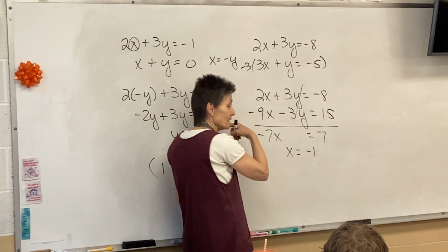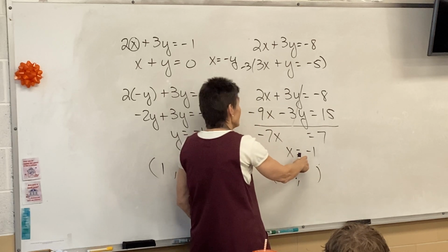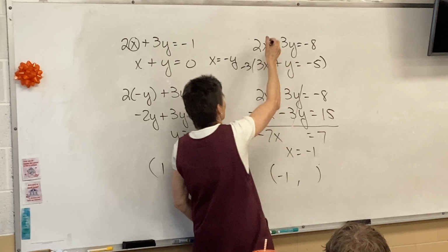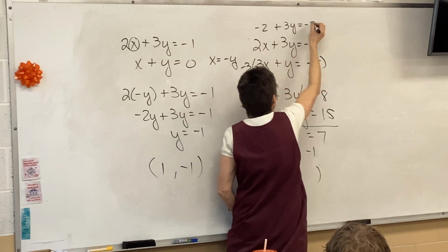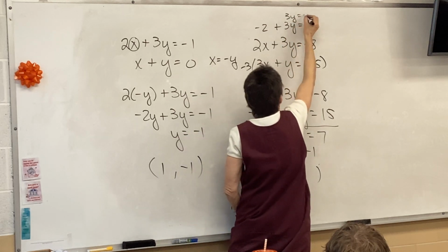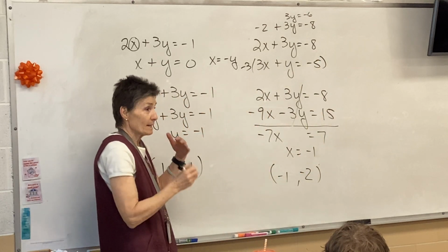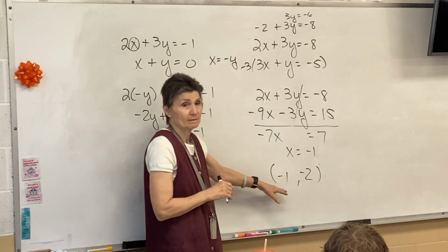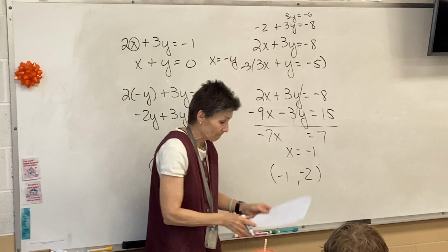Then I do exactly what I did over here. I take that negative 1, which is an x, and plug it in somewhere in one of these equations. So if I put it in right here, negative 2 plus 3y equals negative 8. I put in negative 1 right here. So 3y equals negative 6, and it looks like my y is negative 2. And again, if you have time, after you finish the whole test, you can come back and check that by plugging those in and making sure they work out.